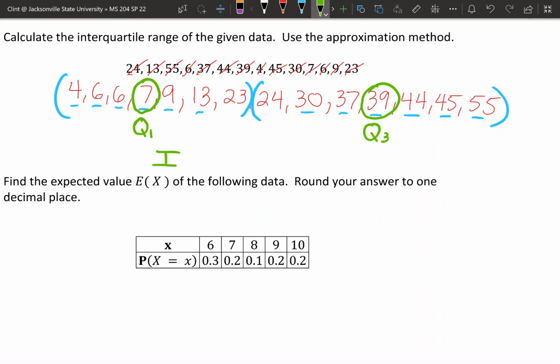And then to get the interquartile range, we just subtract. So 39 minus 7. Interquartile range is 32. Takes more work to put them in order than it does to find the interquartile range.